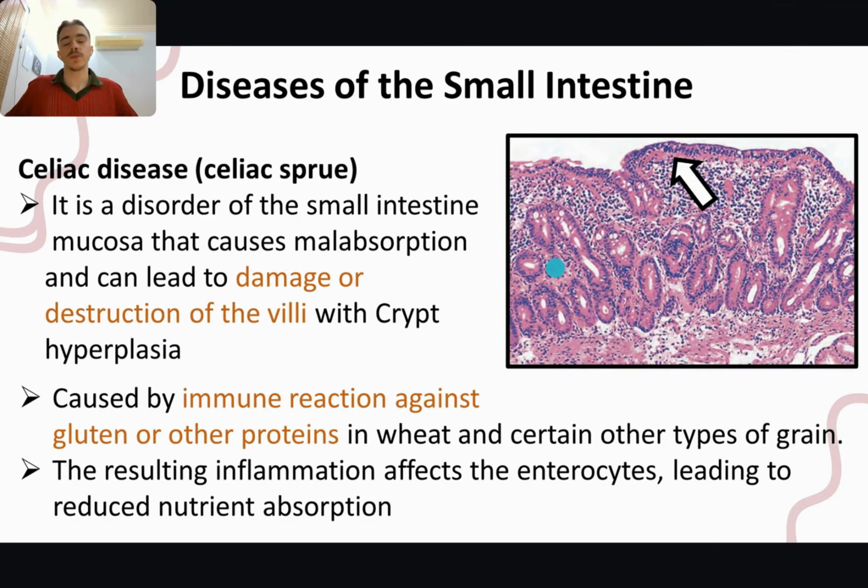For the diseases of the small intestine, finally we finish with the diseases. We have celiac disease. This means damage or destruction of the villi. So the villi is disordered in the small intestine. We will have damage to the villi, which are located near the crypts, caused by an immune reaction against gluten or other proteins. So like an allergy or something like that. The villi of your mucous surface are going to get damaged.